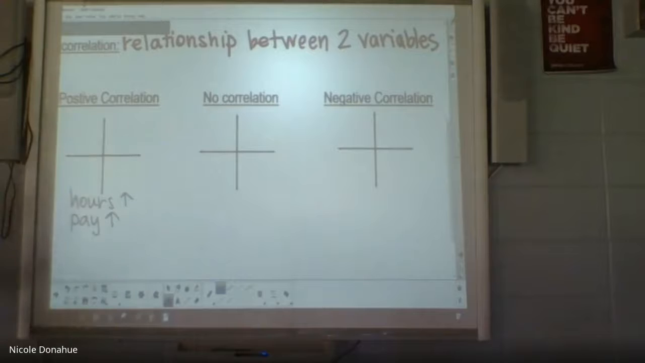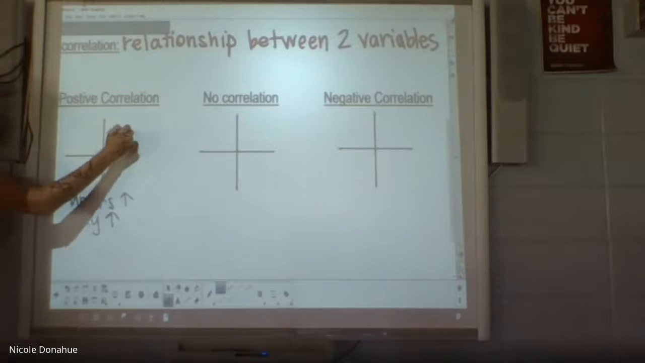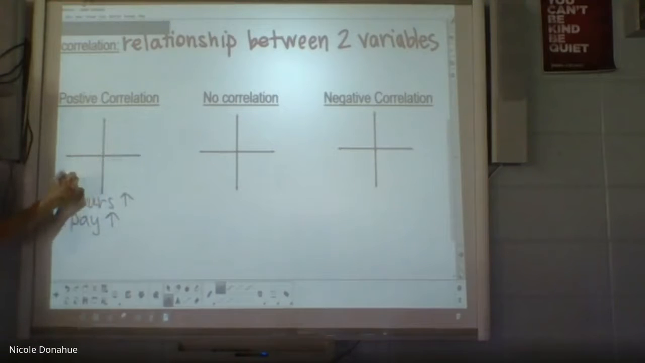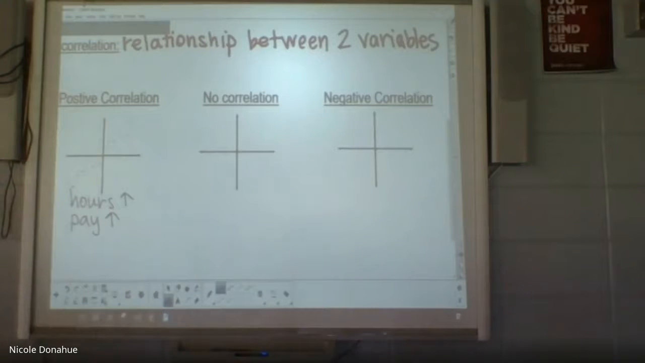So positive correlation is going uphill. Now, we kind of just do random dots going uphill, because it all depends. There's people you work with that work the same amount as you and they get paid more. They have a higher position, or they've been there longer. So that line isn't always a perfectly straight line. Or maybe you have a friend that has just a better job and they work not as many hours and get paid better.